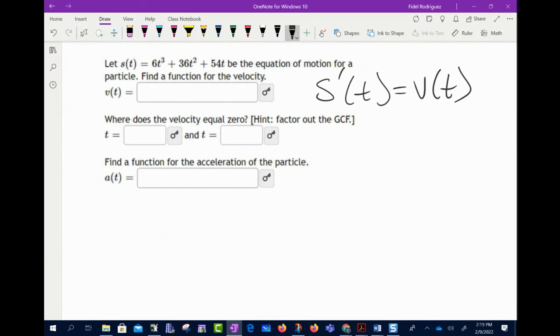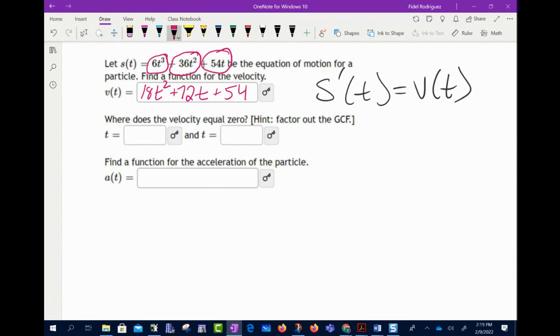Okay? So we're going to go through this in pieces. First question. Does anybody know what's the derivative of 6t to the third? 18t squared. Good. Second question. Anybody know what's the derivative of 36t squared? 72t. Excellent. Last part. Anybody know what's the derivative of 54t? 54. There you go. Notice how we did it, guys. We went one piece at a time. We went real slow, right?